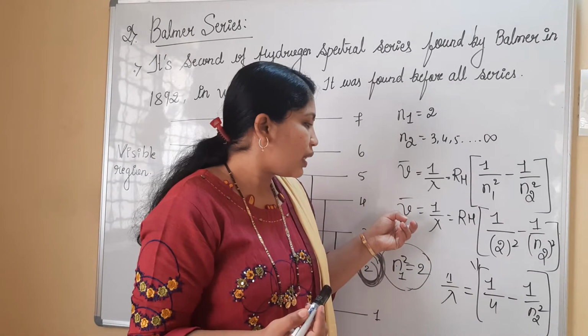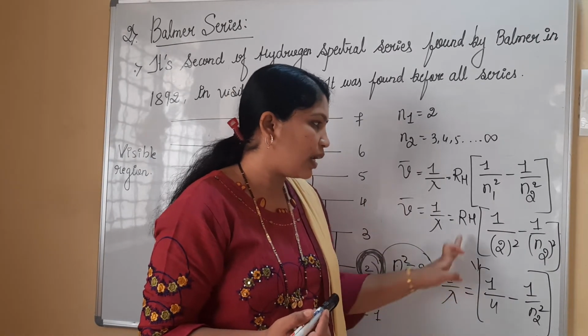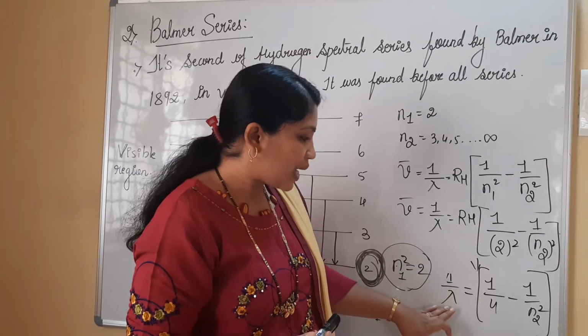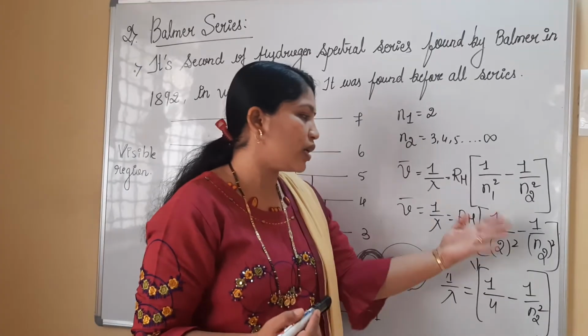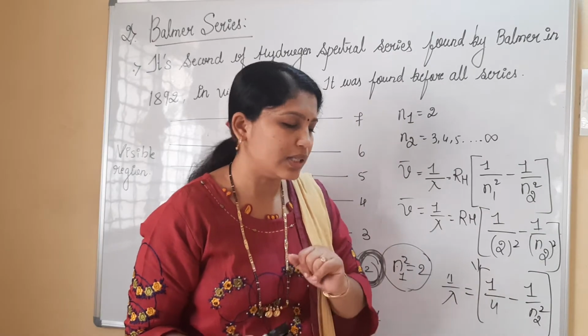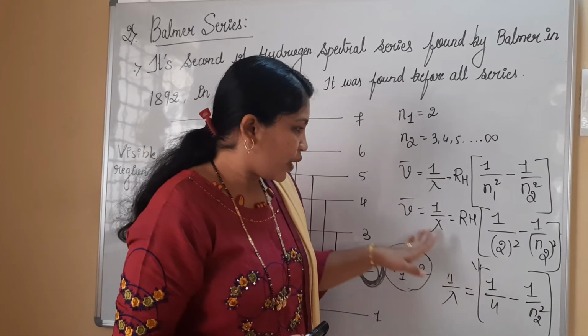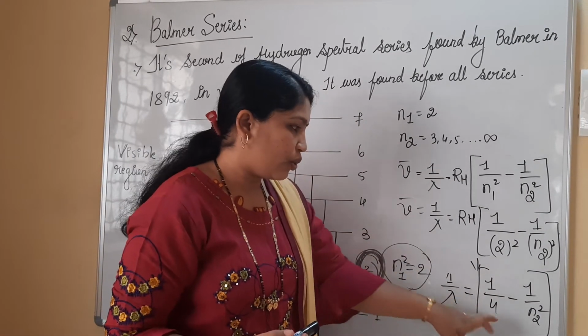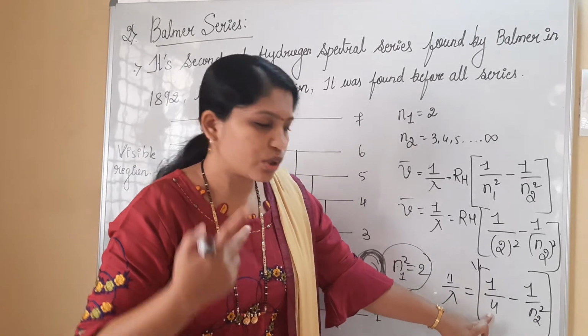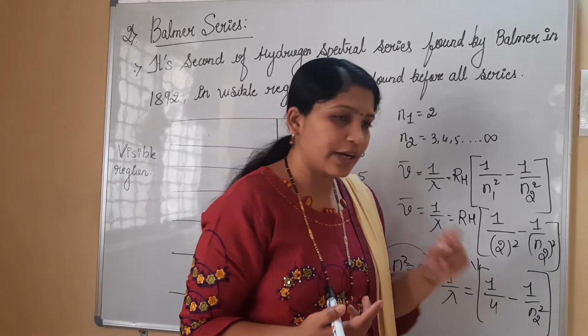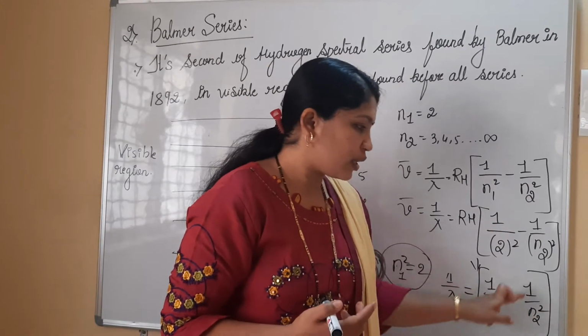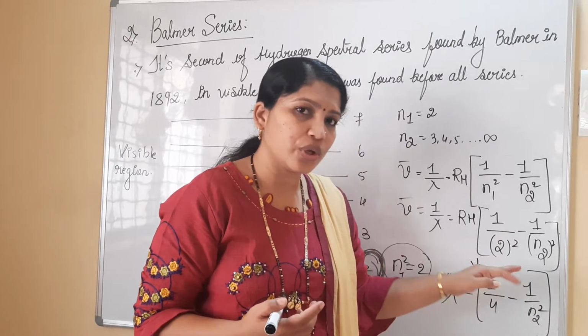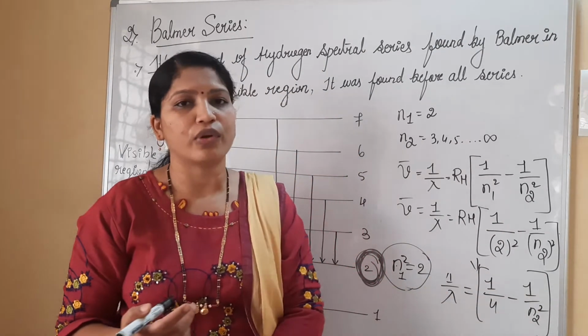Wave number directly they are asking, we can put this 1 by lambda and RH value. If at all directly they are asking for lambda inverse, that is reverse of this one, we will be considering. So when you consider nu bar, 1 by lambda equal to RH (1 by N1 square minus 1 by N2 square), we came to know N1 is 2, 2 square is 4. I have taken minus 1 by N2 square. Here you will be given with the particular values of N2. You have to substitute and go for the calculation.